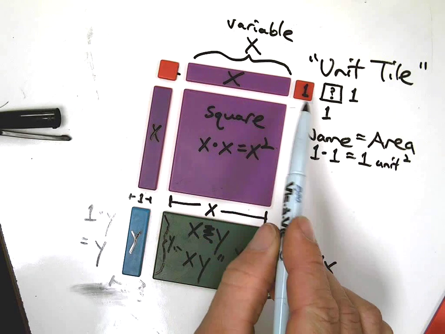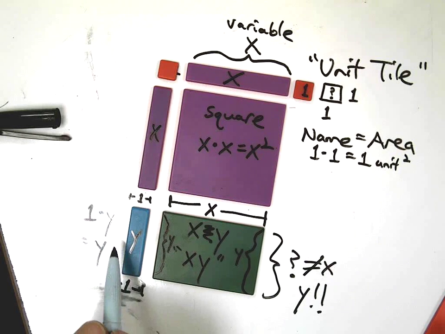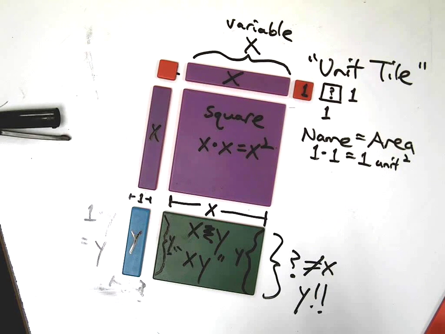Same way we came up with the x up here, right? So it was 1 times an unknown number. This is 1 times a different unknown number. So this is called y.